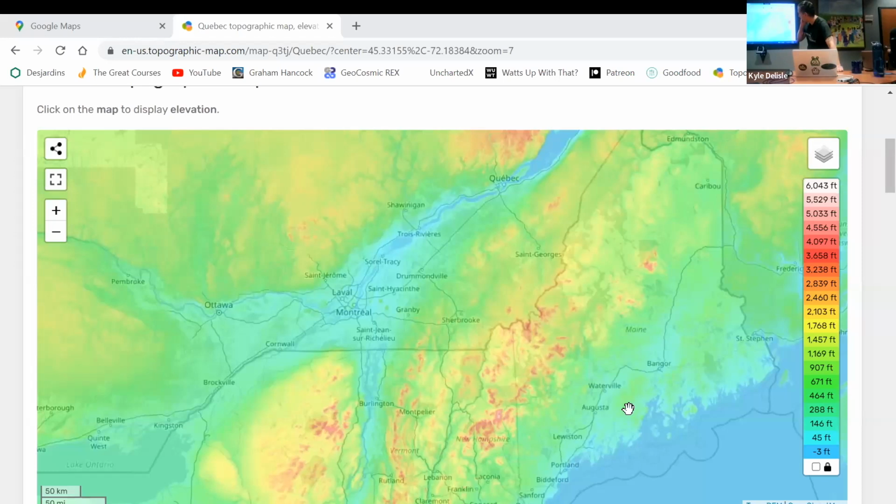Okay, so here's Quebec. Now, here's one of my theories that I put out to Randall. He likes it. I actually owe Randall a recon mission to go up there. I was supposed to, and then COVID happened.